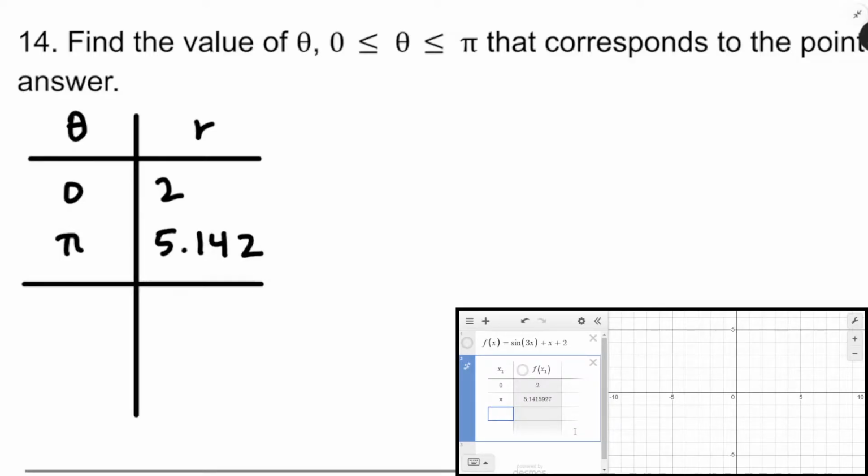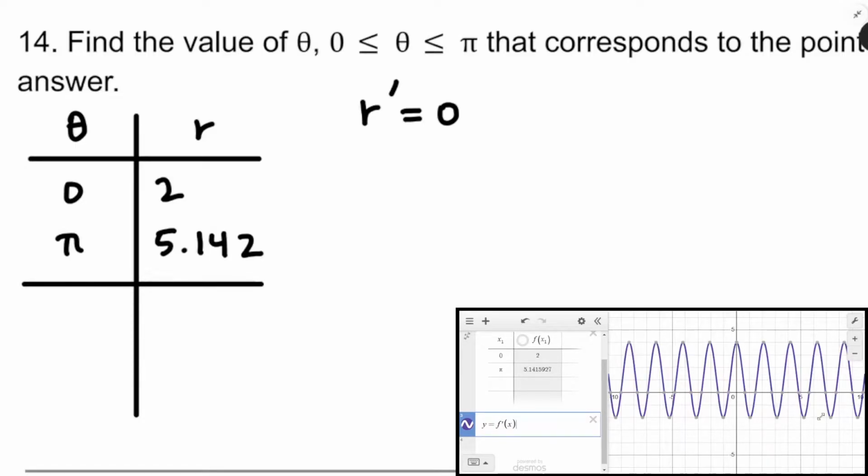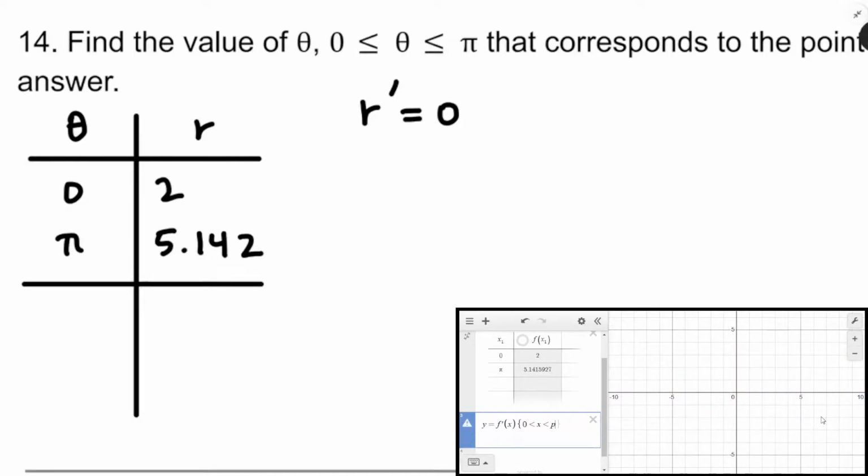And then we're going to look at places where r prime is equal to 0. Those are going to be critical points. So f prime of x is going to exist everywhere. I'm going to go over and graph y equals f prime of x, but only on the interval 0 to pi. Now, unfortunately, we are going to have 3 values. Yes, I remember making this problem. So what we need to do is save all 3 of them. Now only one of them is a local minimum.